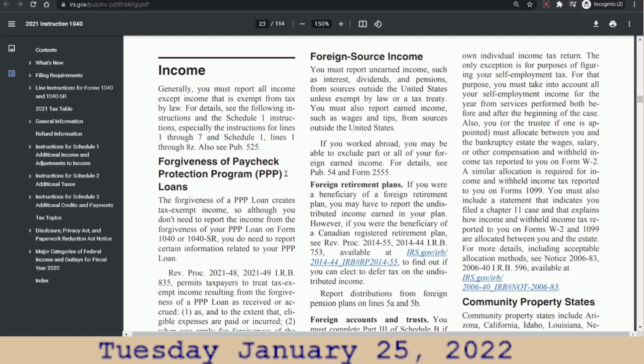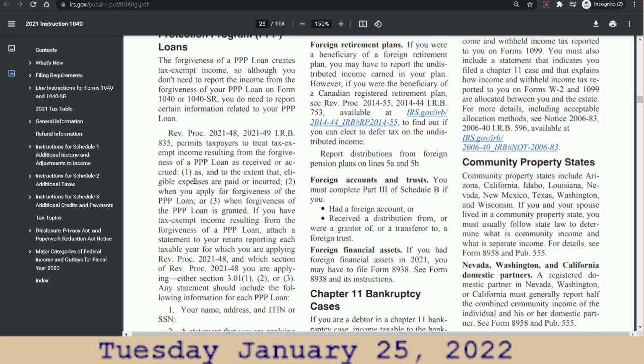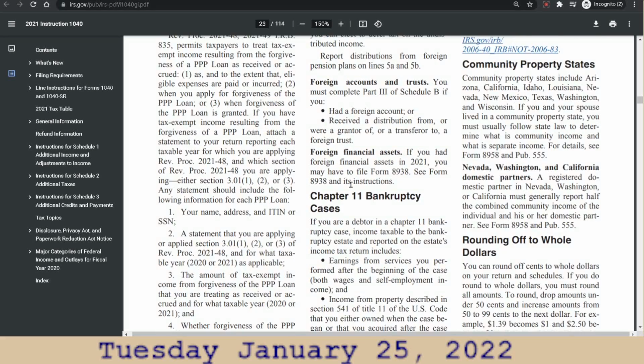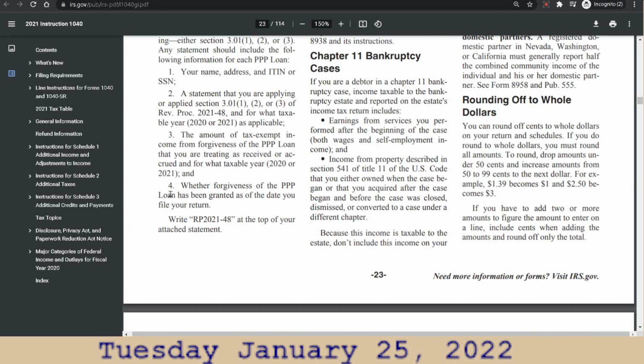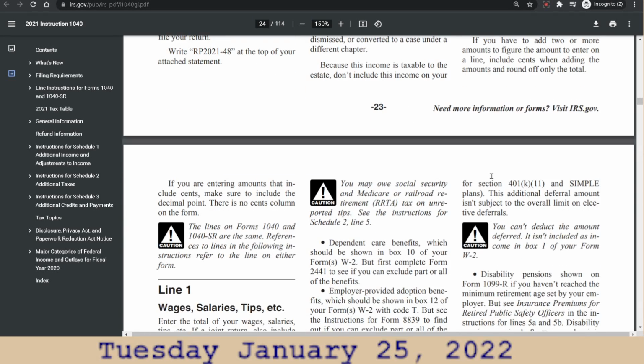Oh, they have the PPP loan information in here. Bankruptcy is in here. You must round off cents to whole dollars on your return and schedules. If you do round to whole dollars, you must round all amounts: drop amounts under 50 and increase amounts from 50 to 99. That's pretty standard accounting practice.